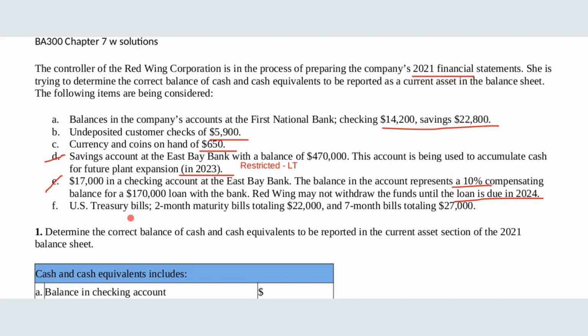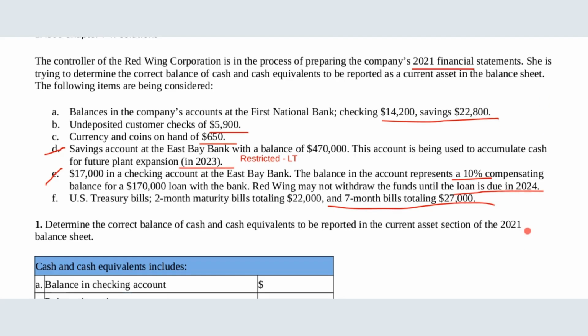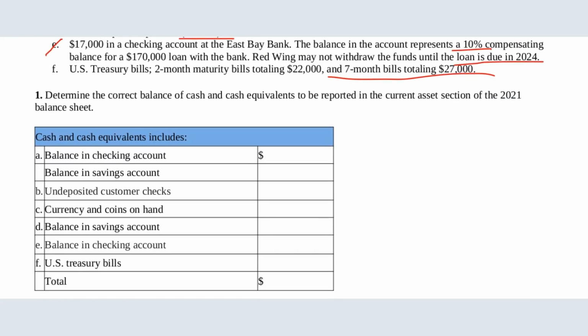In terms of the U.S. Treasury bills, remember that we said 3 months or less. So if we have Treasury bills that are 7 months, then these will not be listed under cash and cash equivalents. So at the end of the day, let me just do it on the side because it's easier.